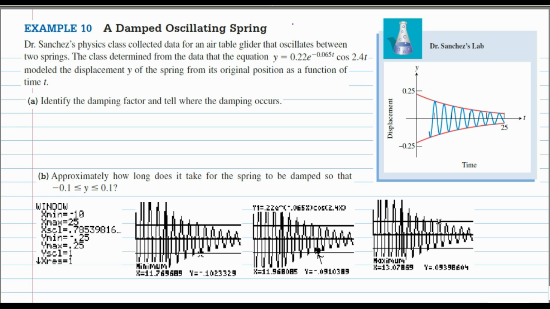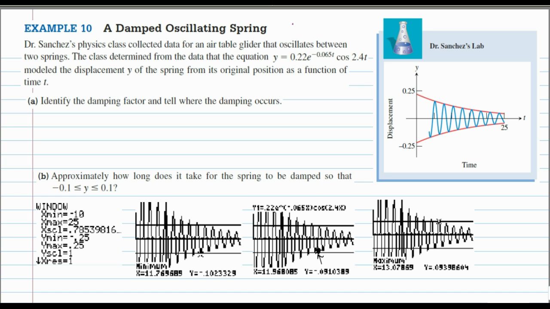That spring will move back and forth, but its amplitude, or the length that it stretches, lessens and lessens and lessens, so it is damped. Now this specific problem says Dr. Sanchez's physics class collected data for an air table glider that oscillates between two springs. The class determined from the data the equation that modeled the displacement y of a spring from its original position as a function of time t. Identify the damping factor and tell where the damping occurs.